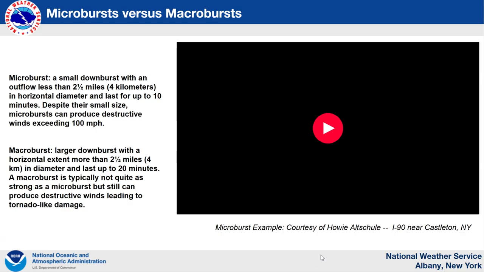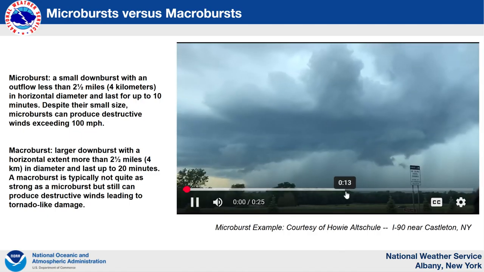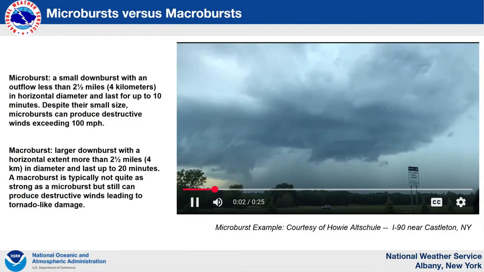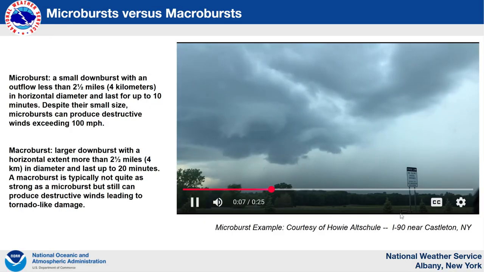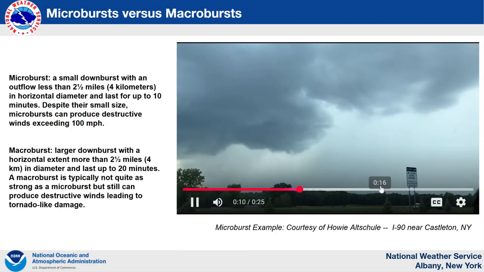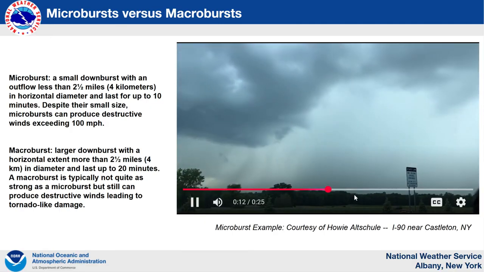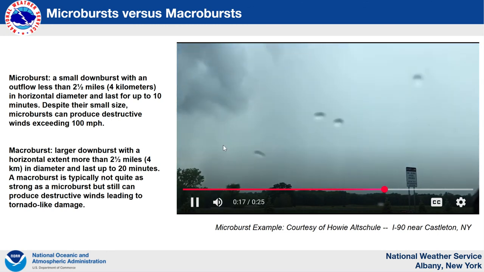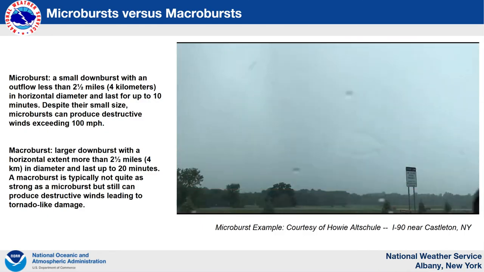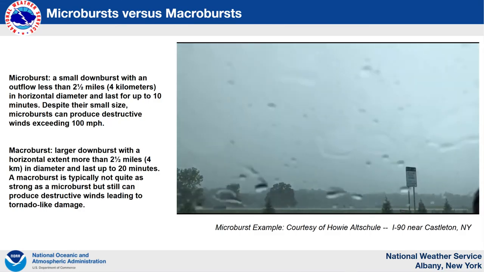Here's an example of a microburst from one of our spotters, meteorologist Holly Alswell, in the I-90 corridor near Castleton, New York. You'll see the downbursts come out of the thunderstorms toward the end of the video here. You see the updraft, some scud, and you'll see kind of a sheet of rain come down. Right there at the very end. That was the downburst coming out of the thunderstorm. And now you're losing all visibility in the wet microburst type of situation here.